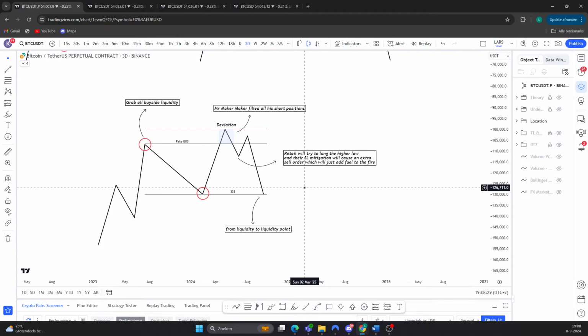This gave the market maker the opportunity to fill all his short positions. If we get acceptance back inside the range, that could mean a reversal back down to the next liquidity point. That's how I want you guys to think, okay? Because that's what is actually going on. And if you do not think like that, you will get trapped. You are the one getting trapped.